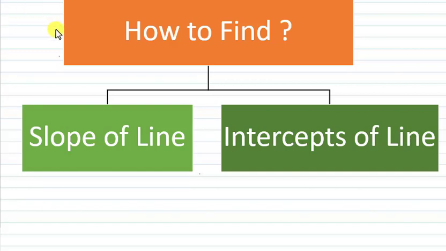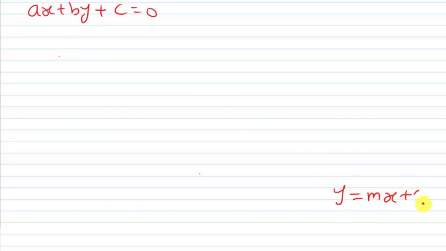Now, if the standard equation of the line is given and you want to find the slope of the line or intercepts made by the line, how to find it? Let's derive some rule or method to find it. We know that the standard equation of the line is ax plus by plus c equals 0. And if you want to find the slope of the line, just convert it into slope-intercept form. Convert the given equation to slope-intercept form.